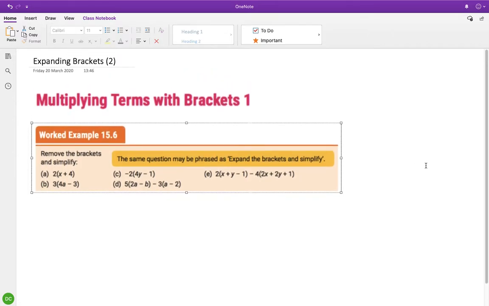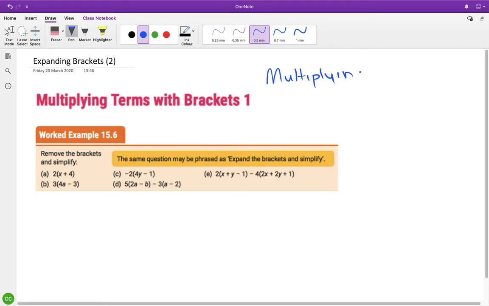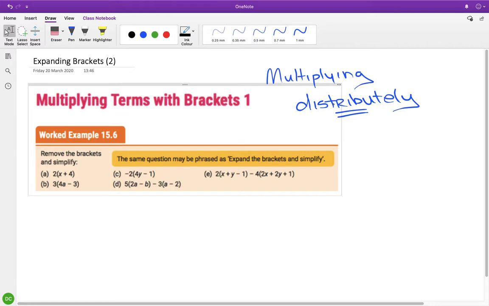Anyway, we've already discussed this a little bit. This is the concept of multiplying distributively. Hopefully you remember that word. Multiplying distributively means that you distribute the number outside the bracket to everything in the bracket.